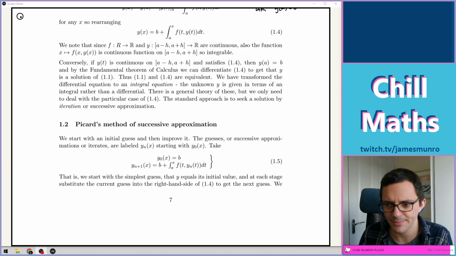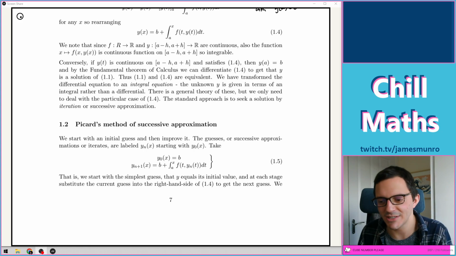Here's the framework. There's some successive approximations. The surprising thing, I guess, is that this works, that this gives you the solution to your differential equation. In some cases, there's some terms and conditions on the function f, but I think the punchline is that this works. So you start by guessing that y of x is just a constant function b. You take your initial value.